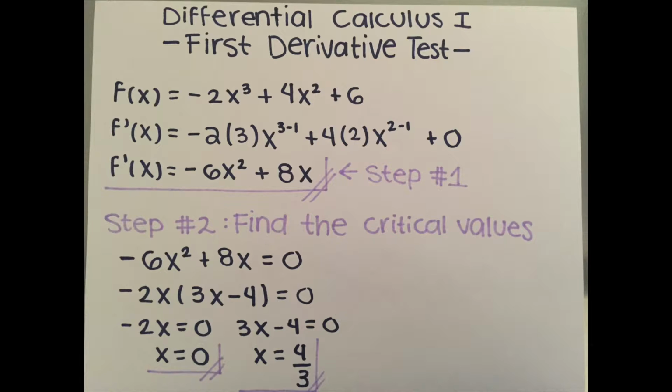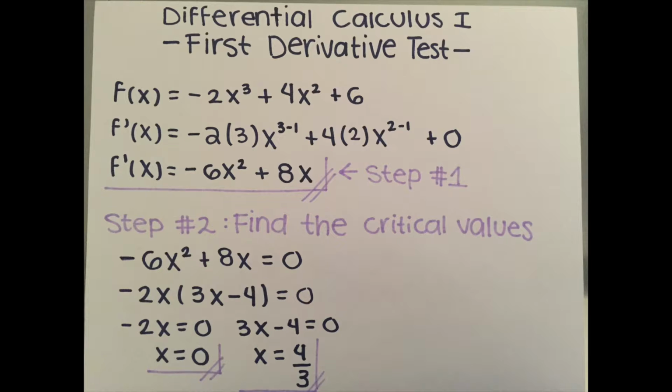We have f of x equals negative 2x cubed plus 4x squared plus 6. We find the first derivative by following this process, and we get the answer negative 6x squared plus 8x. After finding the first derivative, we need to solve for x in order to get the critical values. In this specific problem, the critical values were 0 and 4/3.